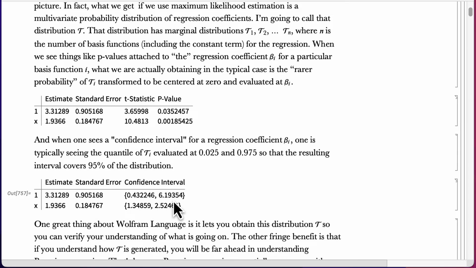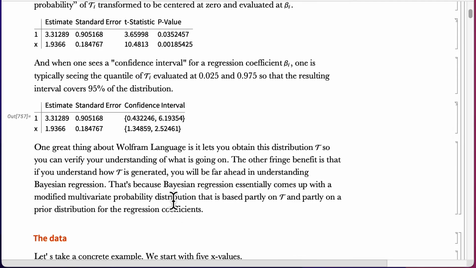And so this is sort of operating behind the scenes in many regression packages, but one of the really nice things about the Wolfram language is it lets you obtain this distribution, script T, so you can better understand what's going on. The other thing is that if you understand where big script T, that multivariate regression distribution, comes from, you're going to be well on your way to understanding the otherwise somewhat inscrutable topic of Bayesian regression. And why are you almost there? It's because really what Bayesian regression does is it just modifies the multivariate probability distribution based on a prior distribution for the regression coefficients. Okay, that may have been hopelessly abstract.